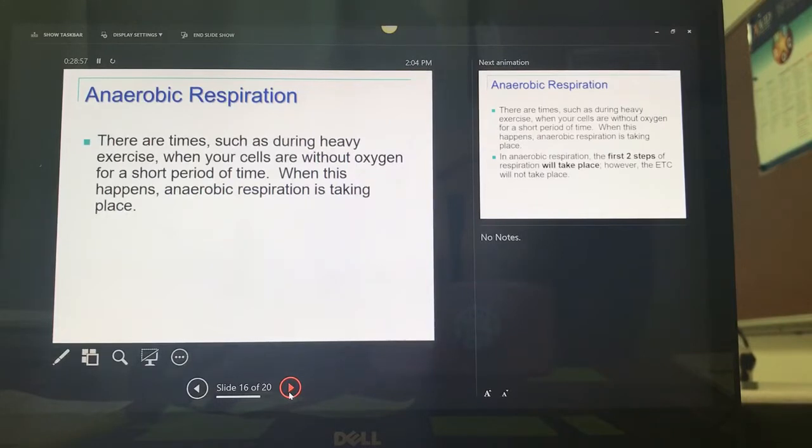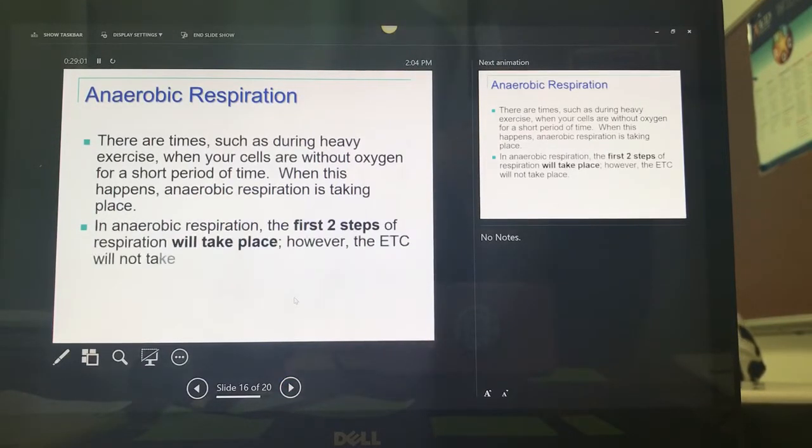When anaerobic respiration takes place, you get the first two steps still, right? You still get glycolysis and you still get the Krebs cycle, okay? But oxygen was used in the electron transport chain, okay? The electron transport chain can't take place without the oxygen, okay? So you still have some energy being created, okay? And some energy being used.